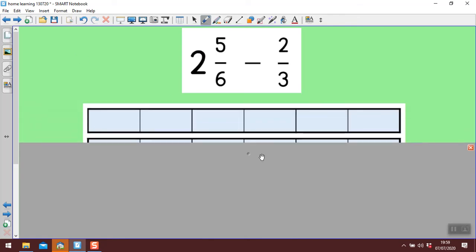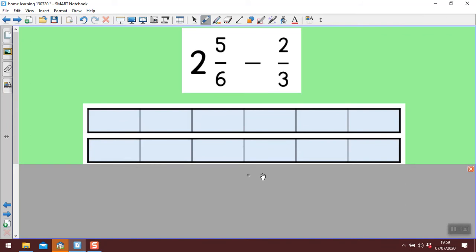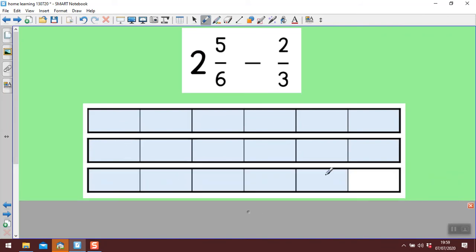So using bar models, I need to have 2 whole bars and then another one, and I'm going to shade in just 5/6. So 2 whole bars coloured in, and they're split into sixths because in the question it's sixths, and then 5/6. So how would I subtract 2/3? Well, at the moment my bars are in sixths, but I need to make them be thirds. So if I split one bar into 3 equal sections, I would have 2/6 for each third, because 2/6 is equivalent to 1/3.